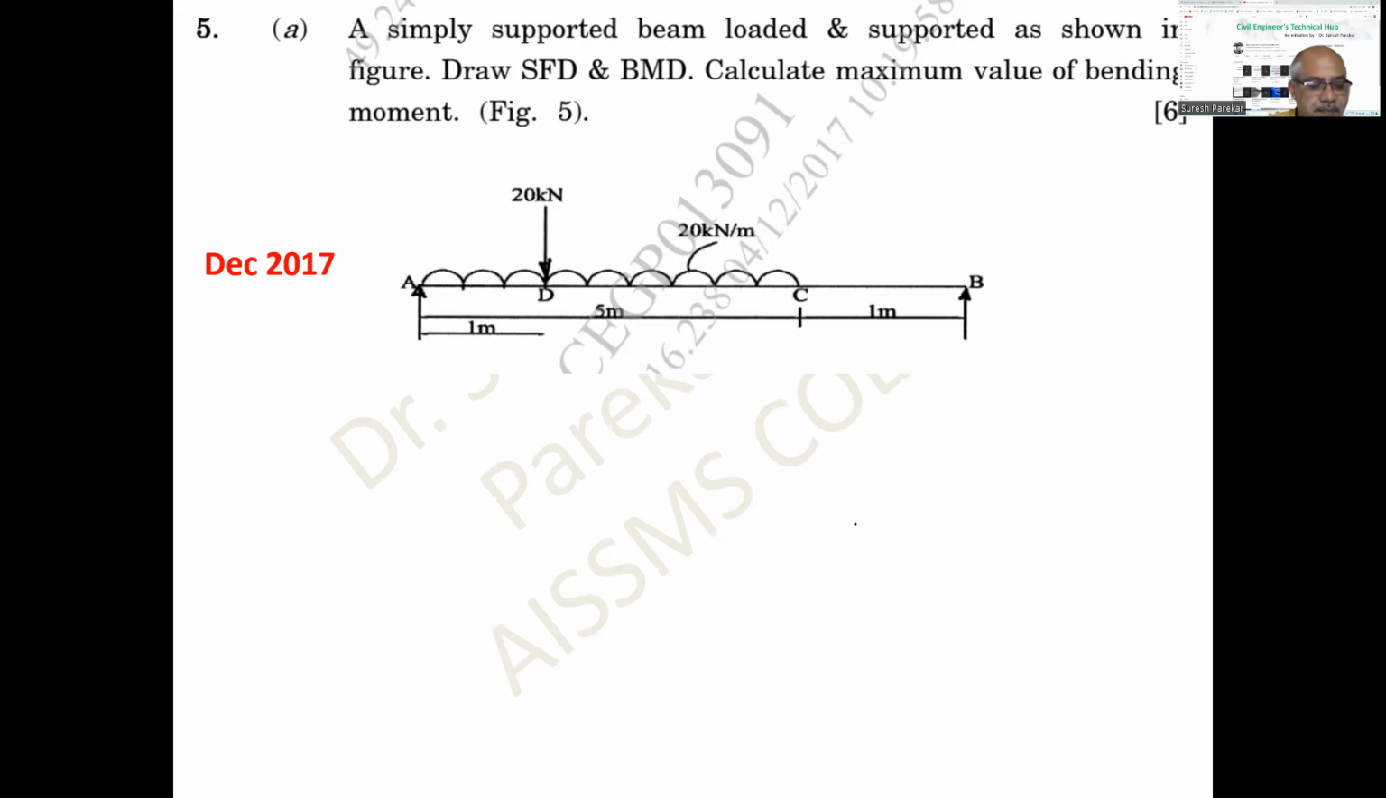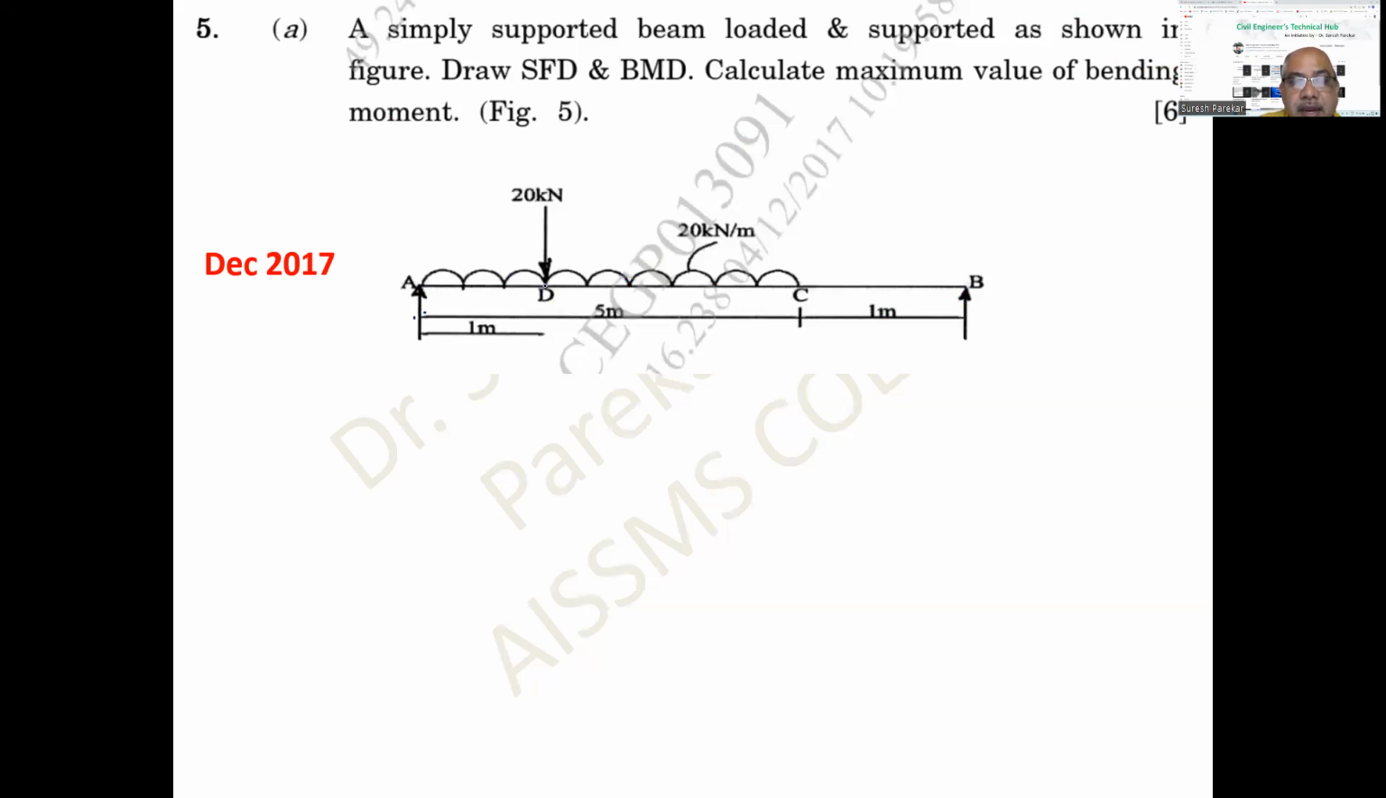Now you can see we have a 20 kilonewton load acting between the UDL, and for this we have 20 kilonewton per meter for 5 meters. So where do we have to find the value of load? We have to find it at A, meaning shear force left of A and shear force right of A.